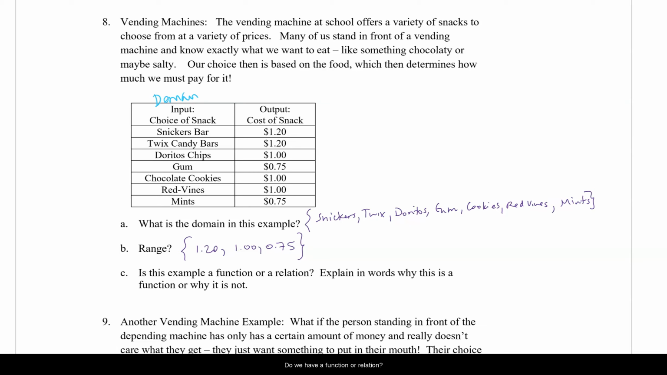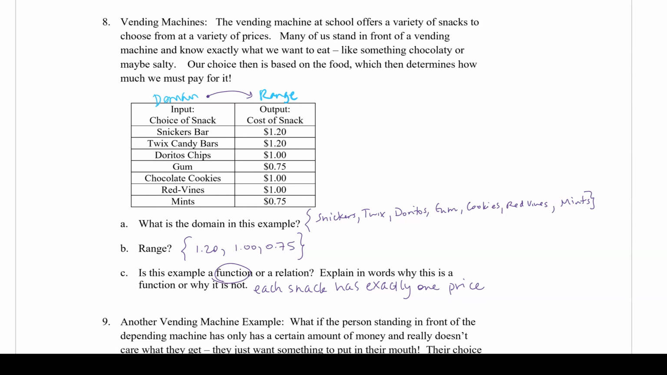Do we have a function or relation? Does each choice of snack correspond to exactly one price? Yes. And again, notice how the arrow is going from the domain to the range. This is not a double arrow that goes back to the domain from the range. It only starts in the domain and goes to the range. That may help as far as understanding the difference, especially when we flip this around like we will in the next example.